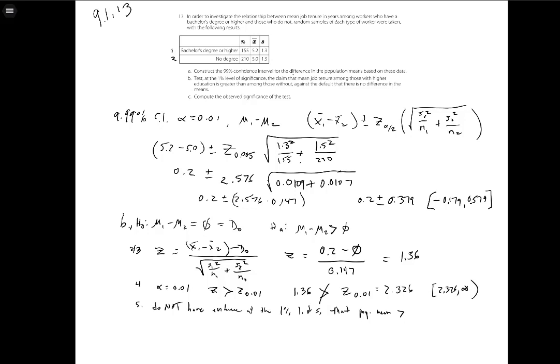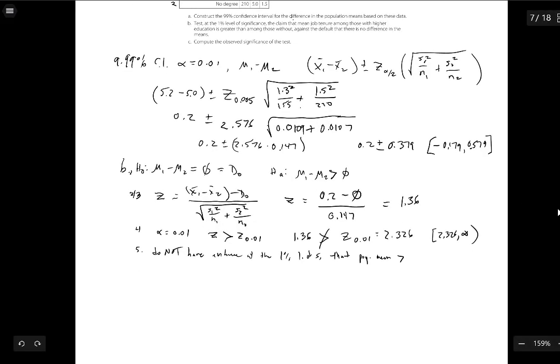Section C in this problem asks us to compute the level of significance of the test. The observed significance of the test is our p-value. So what's the p-value of our computed z statistic? It's the probability where the z statistic equals 1.36. We look at 1.36 for our z and come up with the probability right off the cumulative normal table.